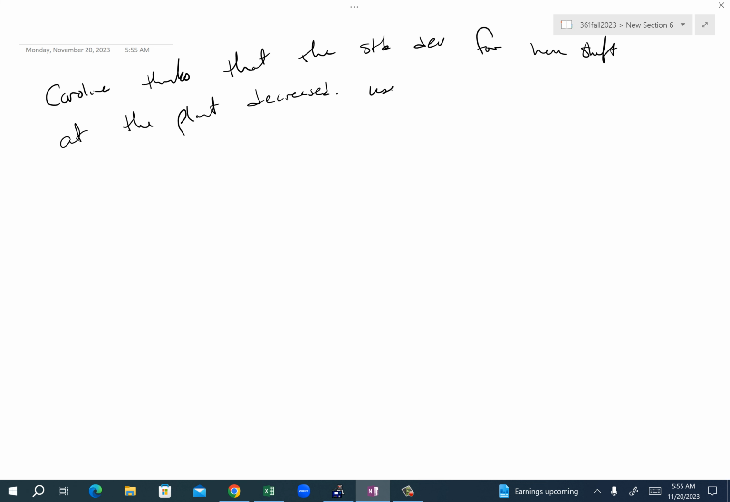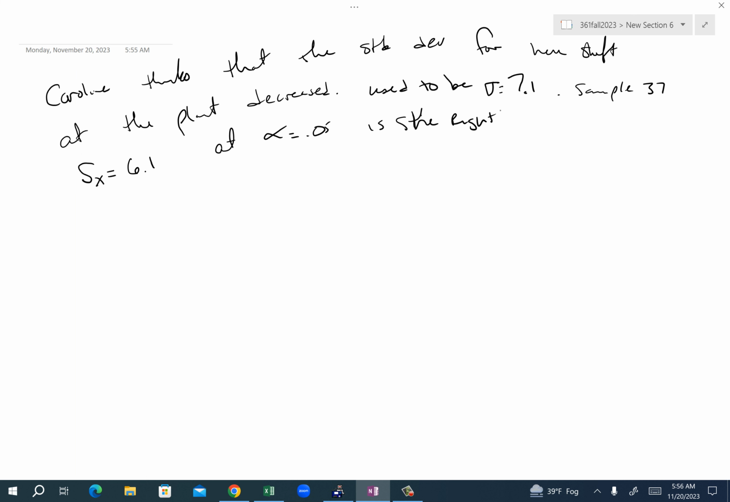Okay, it used to be the standard deviation was 7.1. Sure, I guess. Why not? And we'll write that, of course, this way. And so she samples 37 shifts, apparently, I guess. And she finds that the standard deviation from those is 6.1. Awesome. And yeah, so then at alpha 0.05, is she right? Don't know, let's find out.